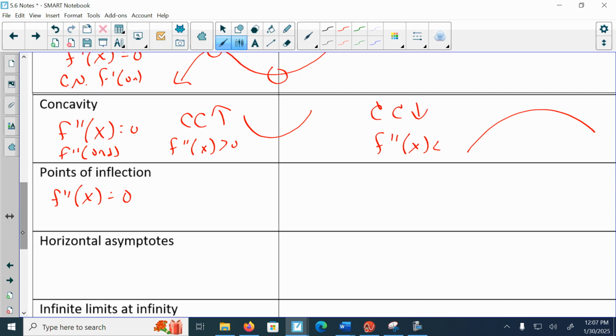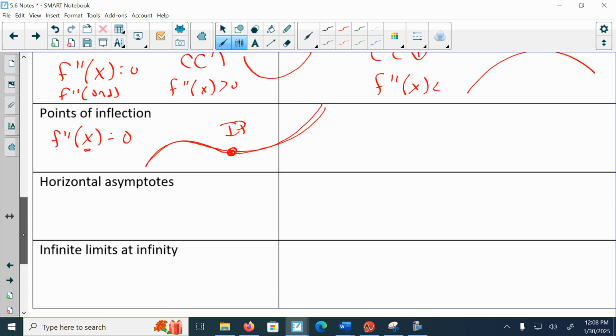If I have a graph that goes like this, at the point where I stop concaving down and start concaving up, like this point here, that would be my inflection point. To find it, I set the second derivative equal to 0, and then whatever number I get for x, I substitute all the way back into the original equation.